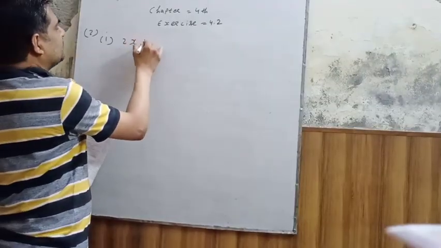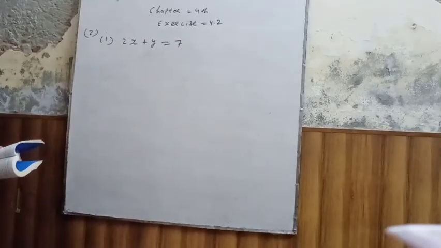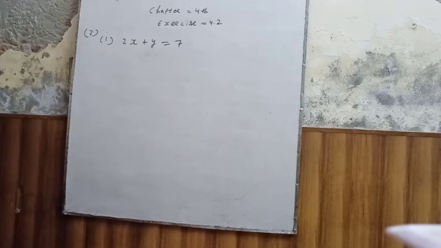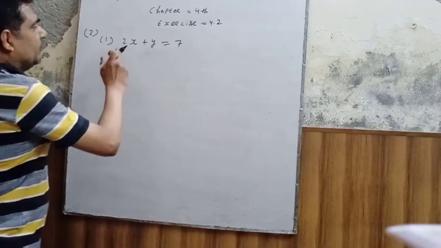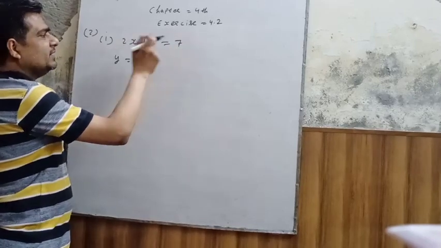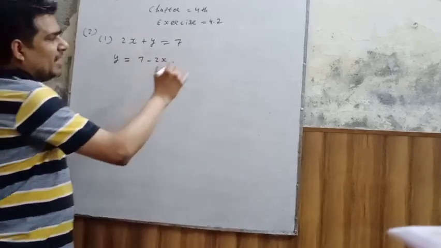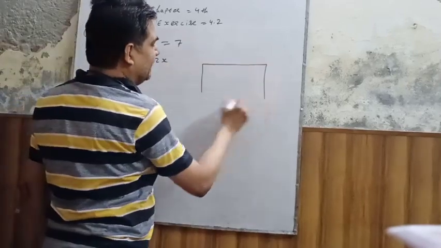x plus y equal to 7. Write 4 solutions for each of the following equations. Write 4 solutions. Y is equal to 7 minus 2x, moving this side and changing the sign. After that, we put the values of x and y.